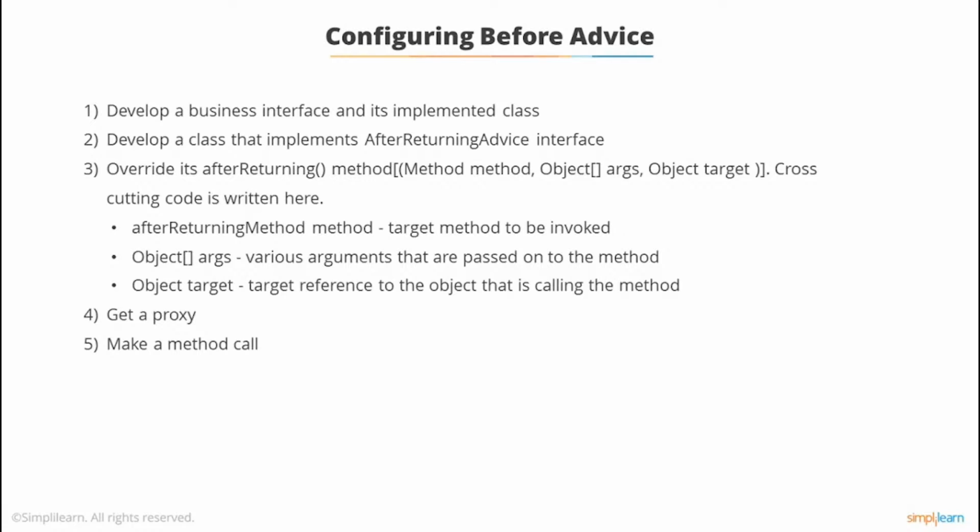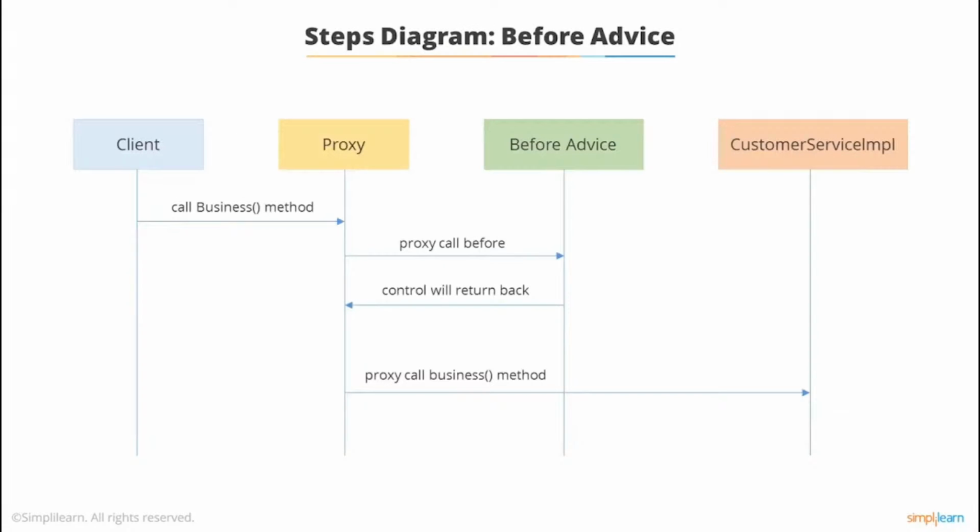The object arguments are various arguments that are passed on to the method, and the object target is the target reference to the object that is calling the method. Finally, we get a proxy and make a method call. Here is the sequence diagram with the steps.